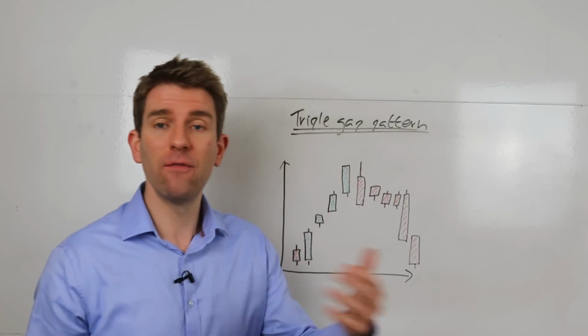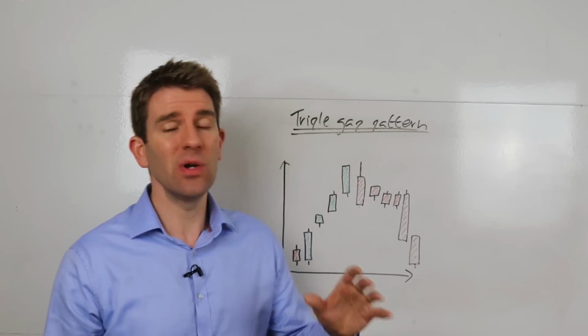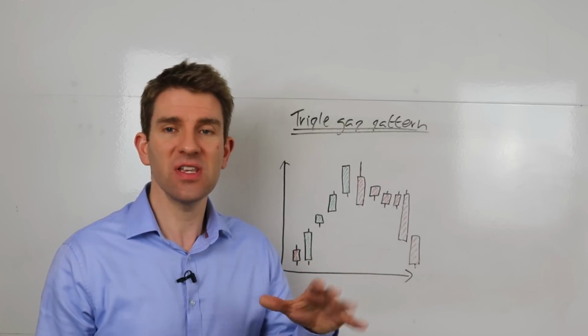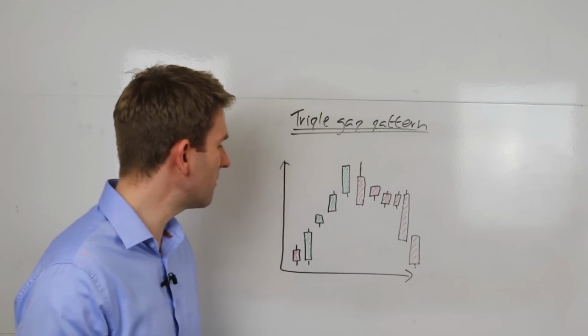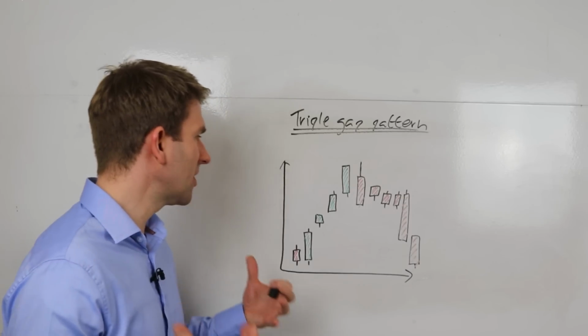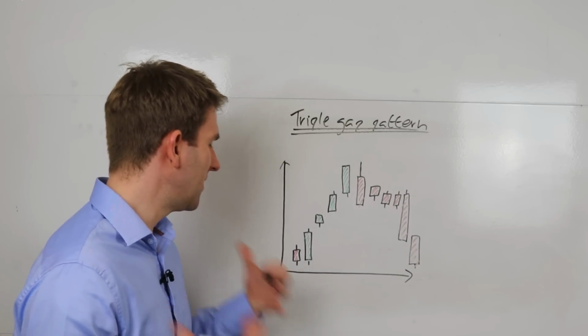So the triple gap pattern is quite a nice way of looking for reversals. Now, one caveat is this: we don't see this very, very often, but when we see it, it's worth paying attention to because it makes sense. Let's explain. The idea of this is we have three kind of gaps to the upside.